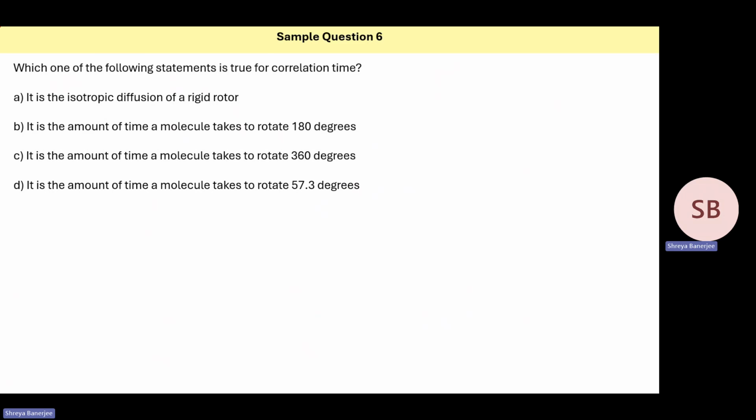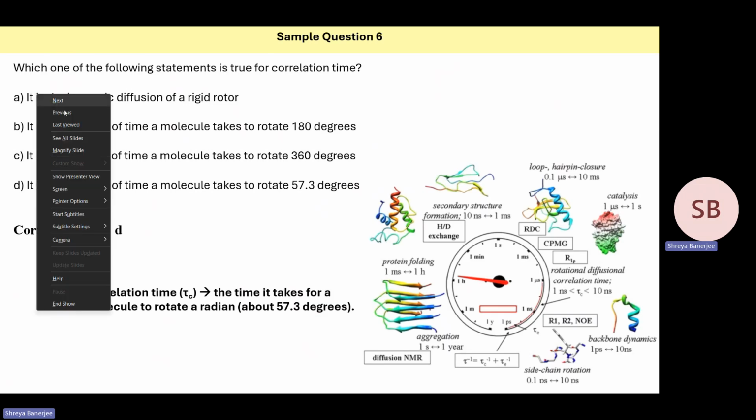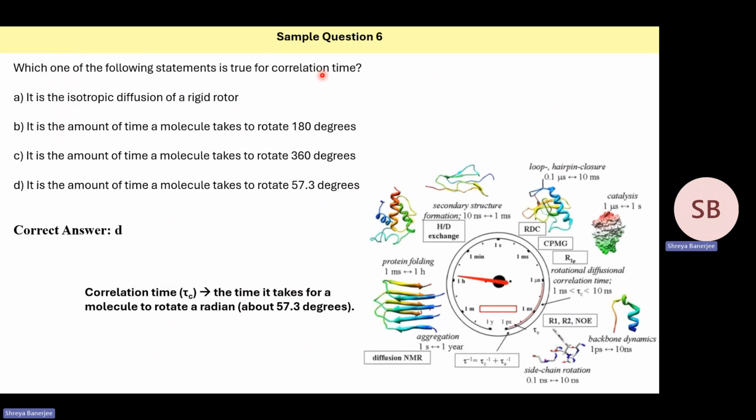Then you have a question. Which of the following statements is true for correlation time? So if you just think of the definition of correlation time, it is the time taken for a molecule to rotate 1 radian. And if you convert that to degrees, it comes to around 57.3 degrees. So you can see which of the following statements is true for correlation time. It is option D, which says it is the amount of time a molecule takes to rotate 57.3 degrees. So the correct answer is D.